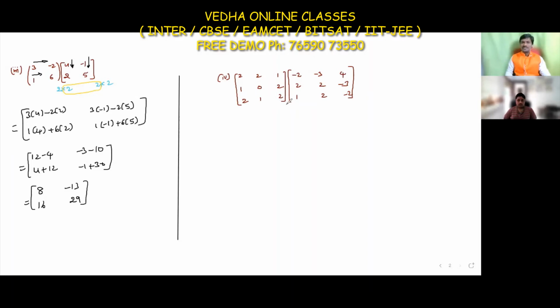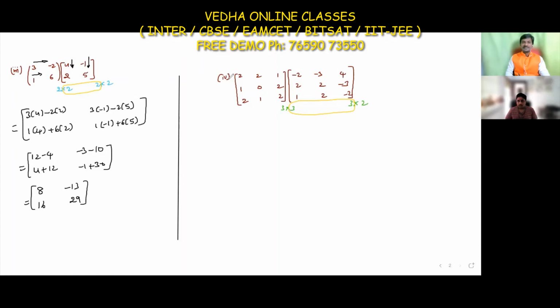Now look at this also. How many rows? 3 rows. How many columns? 3 columns. How many rows? 3 rows. How many columns? 3 columns. Now check the condition. Columns of the first matrix is equal to rows of the second matrix. Multiplication is possible.